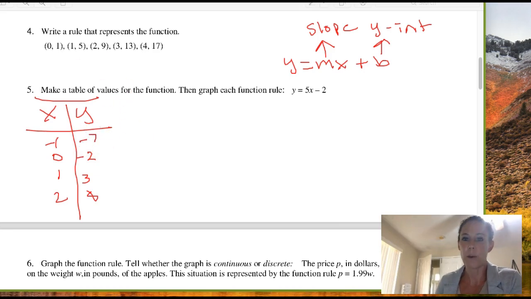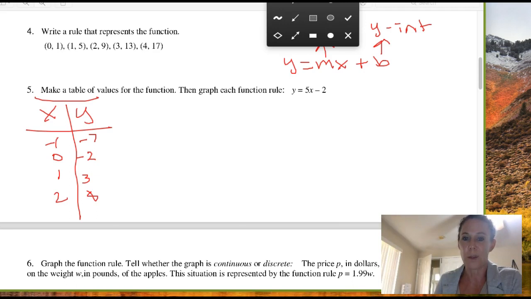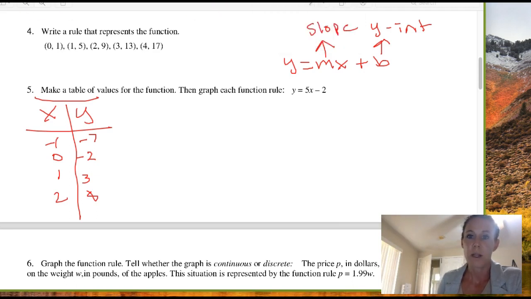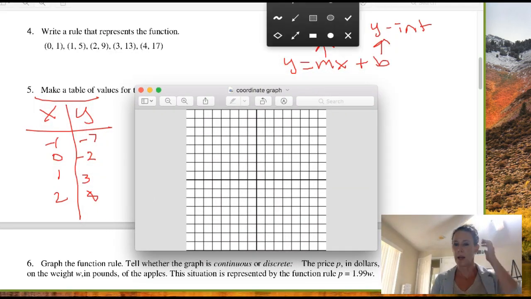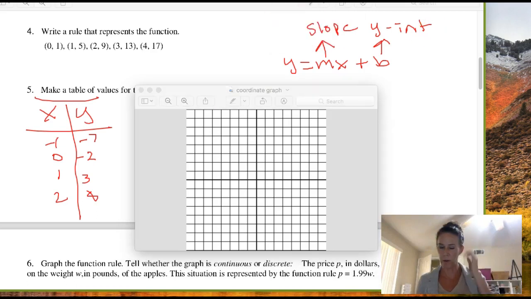Now I'm going to graph this by plotting those points instead of using slope-intercept. So let me just pull up a graph and let's plot these points. I might fall off this graph, but we'll get the gist. So let's plot 0, -2. Here is 0, 0, -2. There we go. We're going to go over 1, up 3. We're going to go over 2, up 8. 1, 2, 3, 4, 5, 6, 7, all the way at the top.